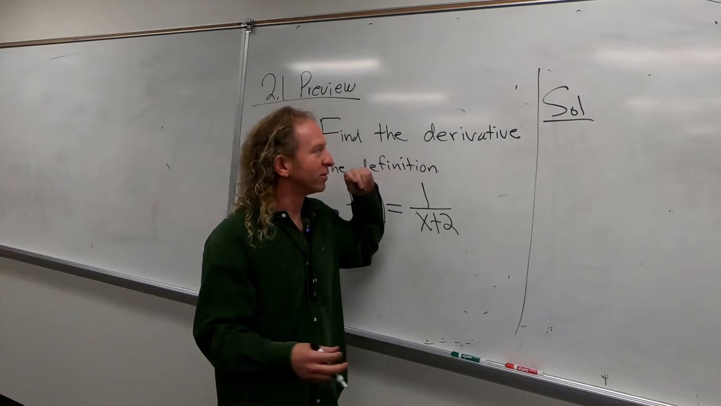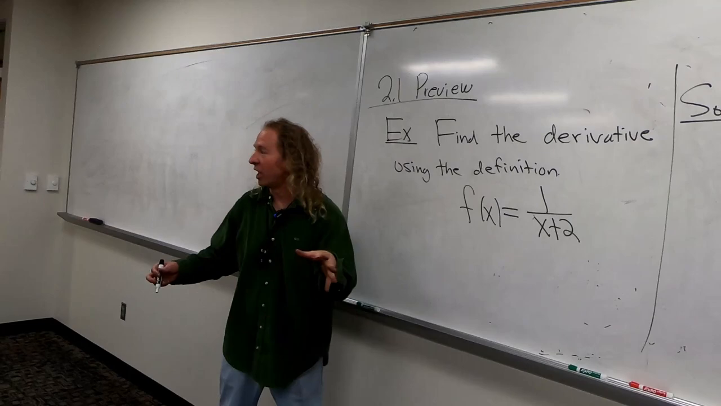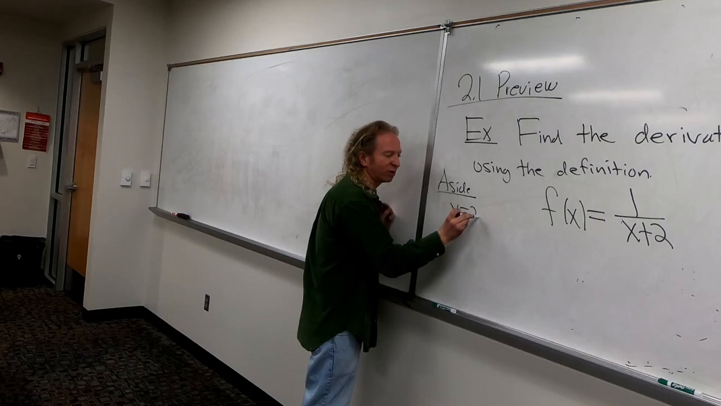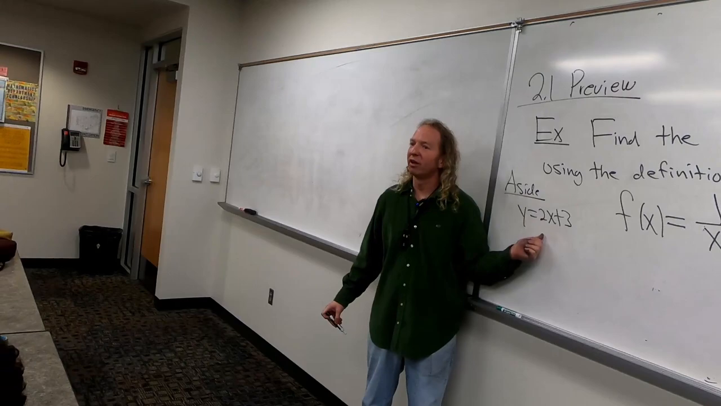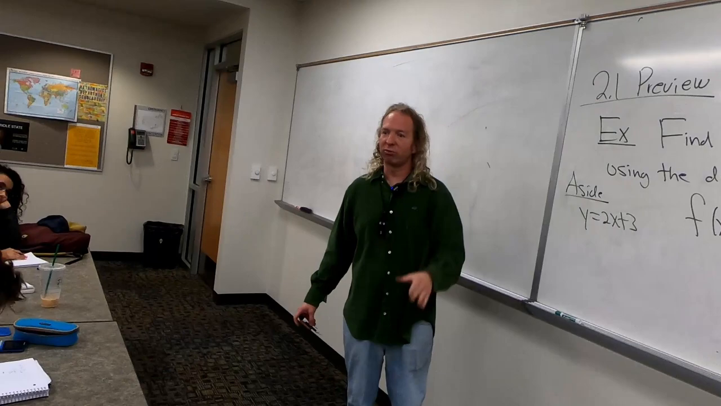So the formula for the derivative, whatever that is. Well, let me just tell you. So if you have a straight line, like say you have y equals 2x plus 3. So this is mx plus b, right? What's the slope of this line? 2. M is 2, right? So for straight lines, we have the slope. It's the rise over run.